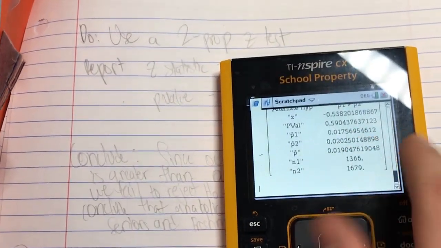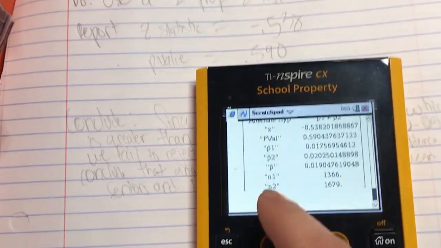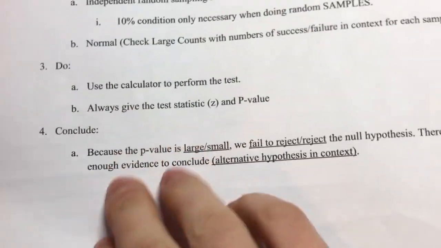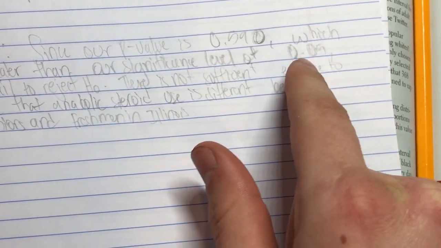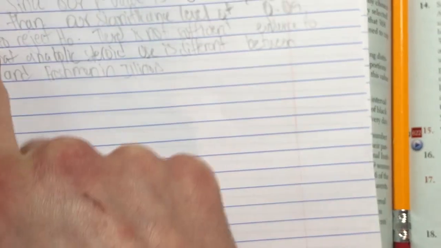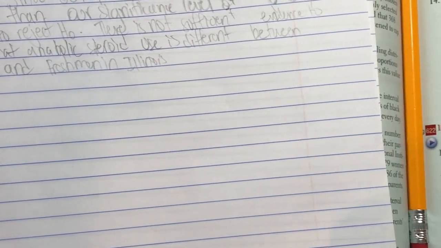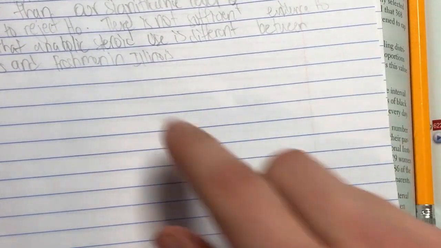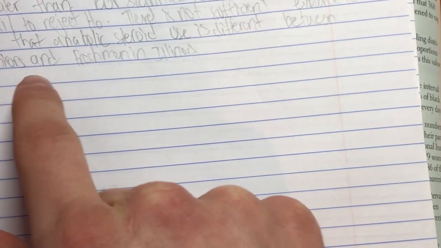We get a p-value of 0.590, and a z statistic of negative 0.538, and a pooled statistic which goes into our state of 0.0190. All right, p-value is 0.590, which is greater than our significance level of 0.05. Remember to state what your p-value is and your significance level, and say if it's greater or less than. We fail to reject our null hypothesis. You can just abbreviate it as H0. And then you want to say if there's convincing or not convincing evidence to conclude the alternative hypothesis. So we say that there is not sufficient evidence to conclude that the anabolic steroid use is different between seniors and freshmen in Illinois.